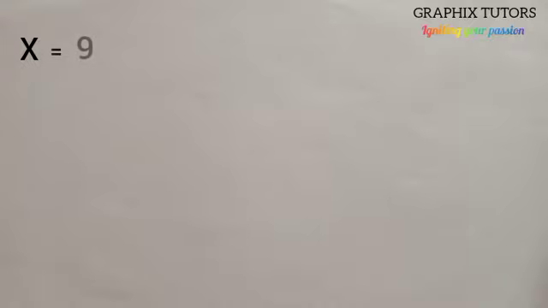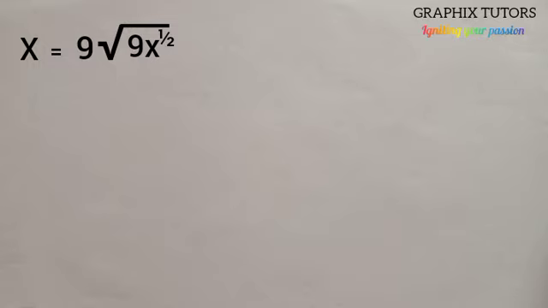If you look at the front of your screen, there's a question displayed there. The question says: solve for x in the equation x equals 9 multiplied by the square root of 9x to the power of 1 over 2. So we have to solve for x.